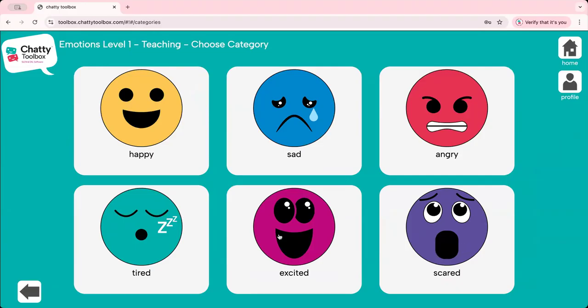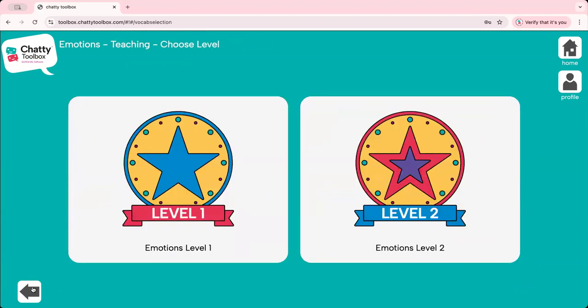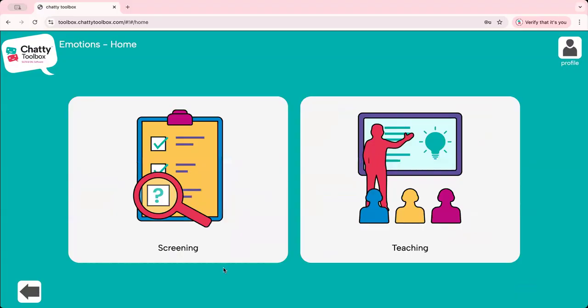And just work your way through until the child seems pretty consistently confident about being able to recognise and name that particular emotion. And really that's how you would go about using the teaching part of emotions.